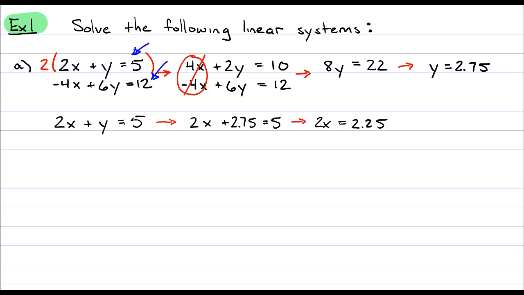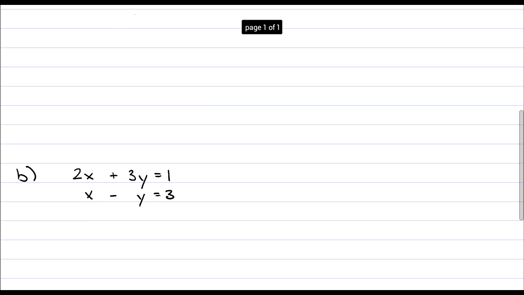And then dividing both sides by 2, I get that x is equal to 1.125, or in other words, 1 1/8. I'm going to summarize my solution by putting both values together, x and y. So x is 1.125 and y is 2.75. That is the solution to the system. We can actually plug that back into the equations to double check and make sure that we have a correct answer, but I'll show you how to do that with the next example.